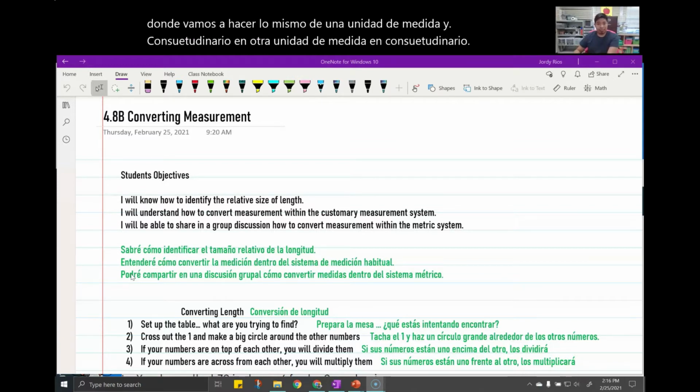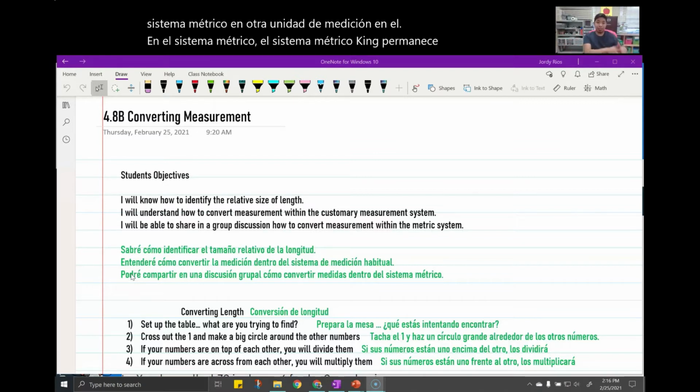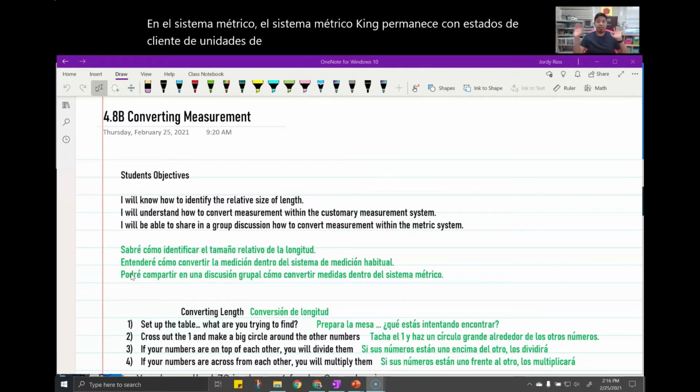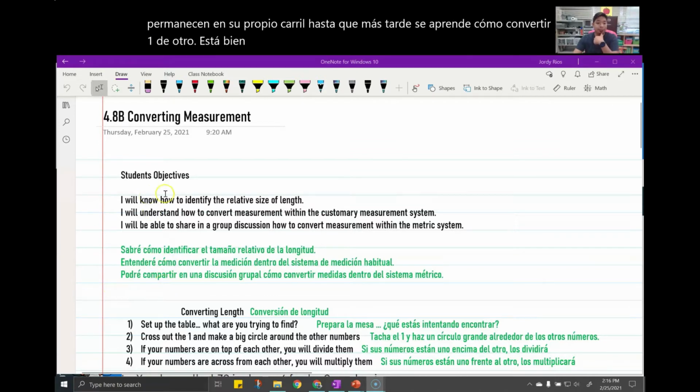And same thing with metric system. One unit of measurement in the metric system into another unit of measurement in the metric system, okay? Metric system stays with metric system, customary stays with customary, okay? They stay in their own lane until later on you learn how to convert one from another, okay? So let's go ahead and look at our objectives for today.